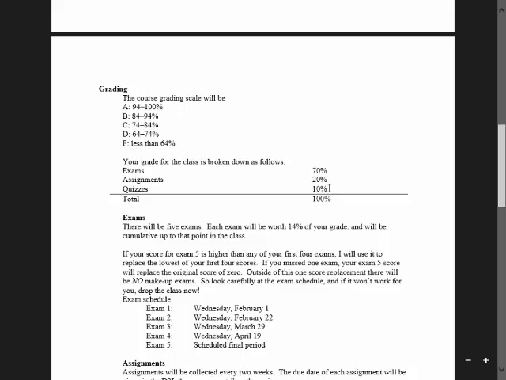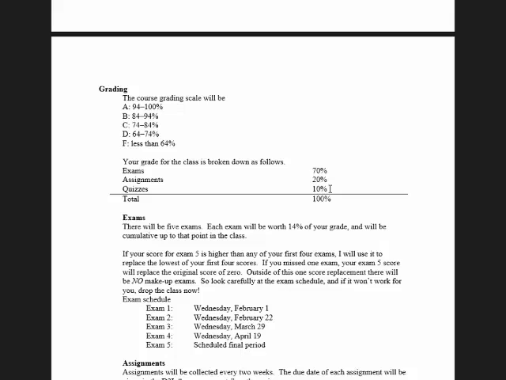The grade breakdown: 70% exams, 20% assignments, 10% quizzes. So for the people in statics, the quizzes are a little lower in the mix than they were last semester. That's the only change. So now let me talk individually about exams, assignments, and quizzes.